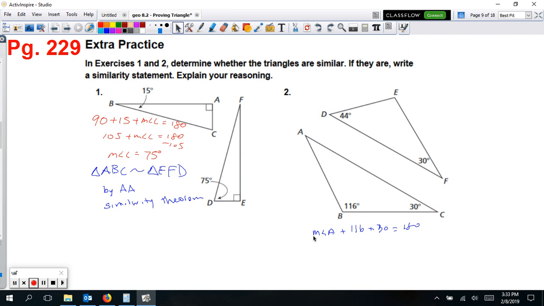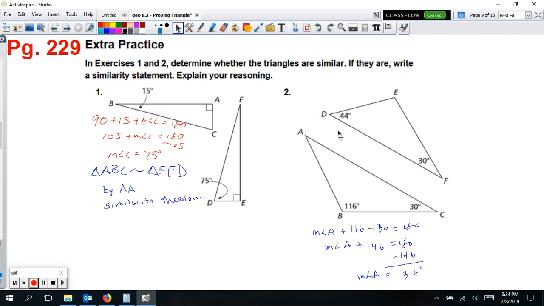So measure of angle A plus 116, which is here on B, plus the 30 equals 180. So I'm adding those together, and that's going to be measure of angle A plus 146. We're going to subtract now 146 from both sides. So 180 minus 146 is 34 degrees. So if this A is 34 degrees and that one's 44, they don't match up.